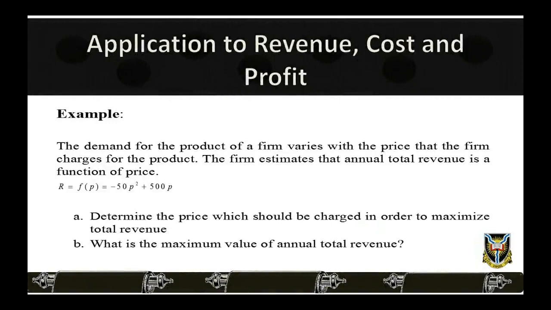Example: the demand for the product of a firm varies with the price that the firm charges for the product. The firm estimates that annual total revenue is a function of price. R = f(p) = -50p² + 500p. A. Determine the price which should be charged in order to maximize total revenue. B. What is the maximum value of annual total revenue?